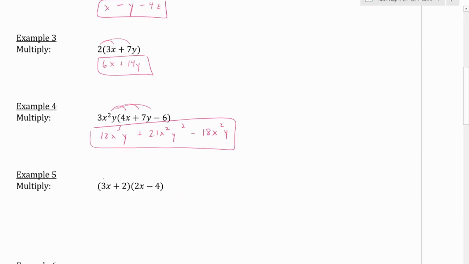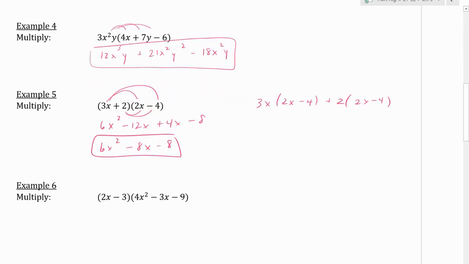What this means is you're going to distribute the 3x through that 2x minus 4, and then you're going to add in what you get when you distribute the 2 through the same 2x minus 4. That's what that tells you to do. So I'm just going to do it all at once. There's 6x squared minus 12x plus 4x minus 8. We'll add up our like terms. We're good.